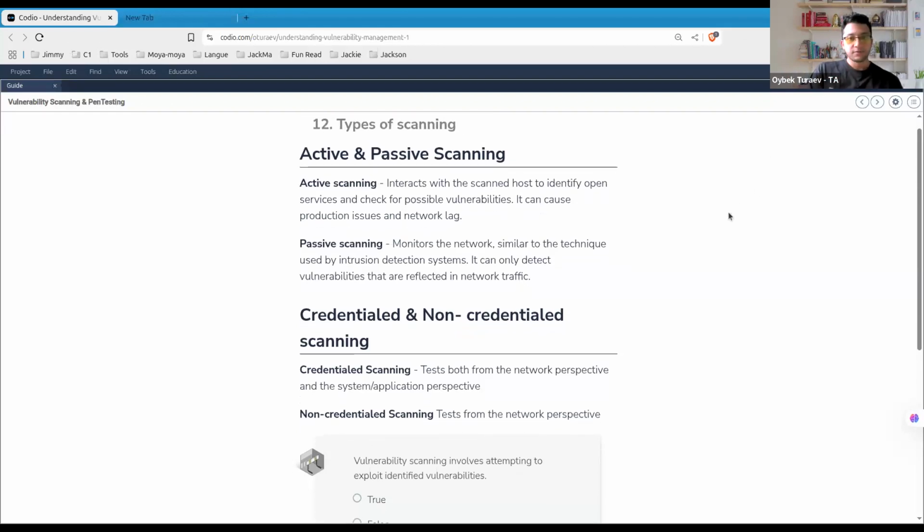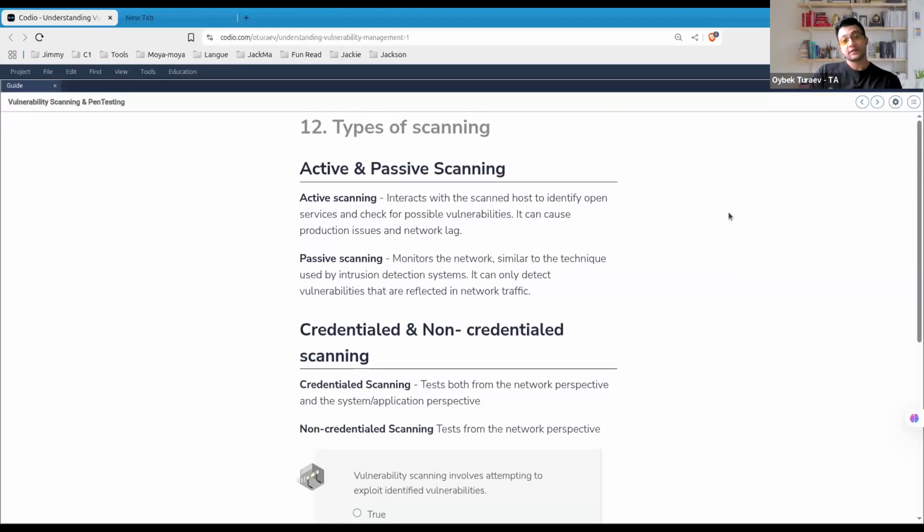So, types of scanning. Today we're going to talk about active and passive scanning. I think we have talked about this before when it comes to information gathering. For example, as a pen tester, whenever you initiate your process to investigate your victim, you're going to do scanning as well. What does it mean in this case with vulnerability scanning, passive and active scanning?